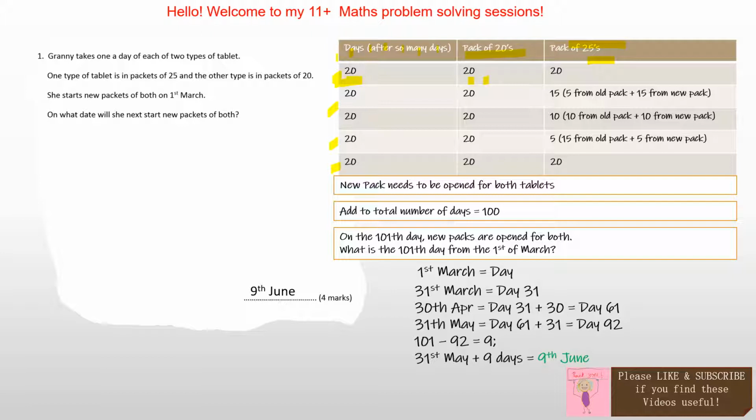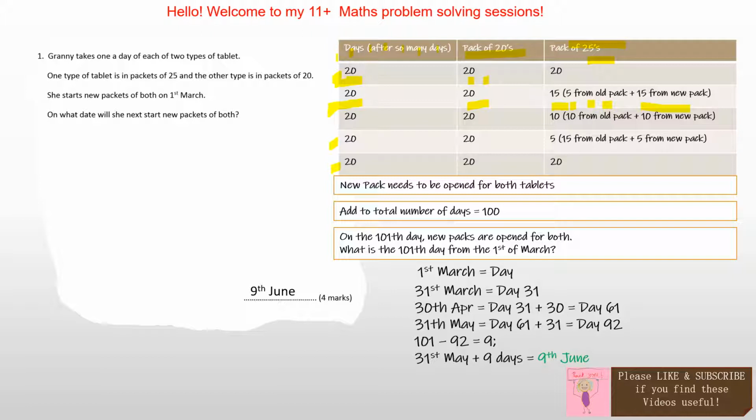Okay, so next is the next 20 days. What happens is, for the pack of 20s it continues to be 20, and for the pack of 25s, she had taken 20 tablets before. There are still 5 tablets left in the old pack, so she will finish the 5 from the old pack and then take 15 from the new pack. So that's what I have written here, 15.